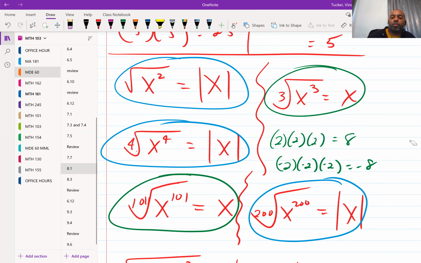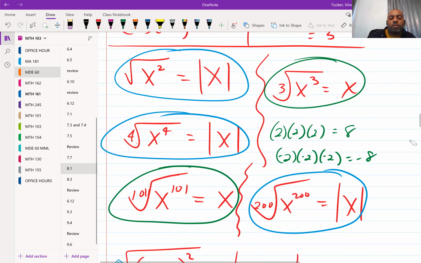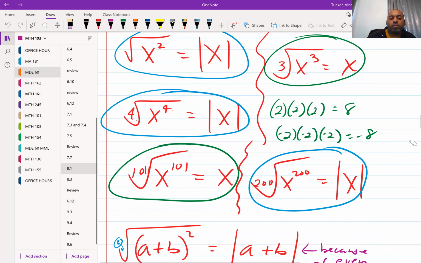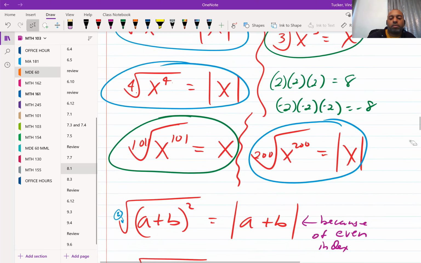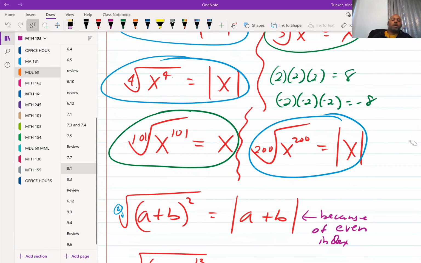Any problems with the process and what they're asking of you? All right, so the next one, we have the absolute value, the square root of a plus b squared. Now the square root and square will cancel just like in the previous problems. So because it's even, we're gonna do absolute value of a plus b and leave it like that.